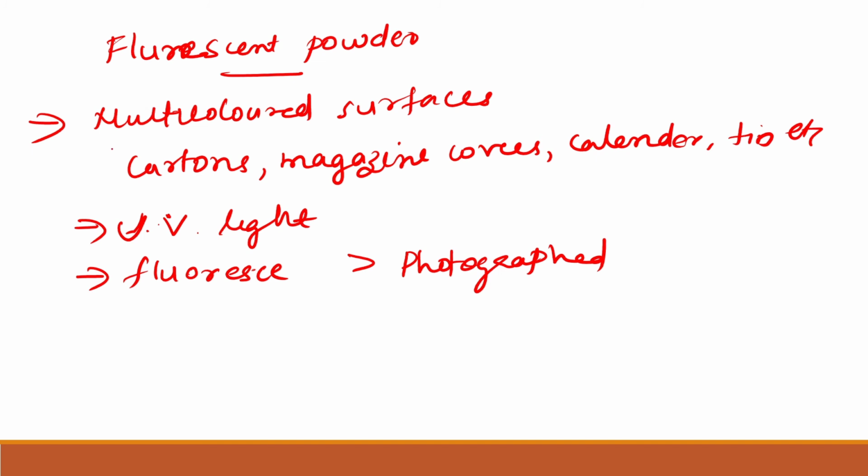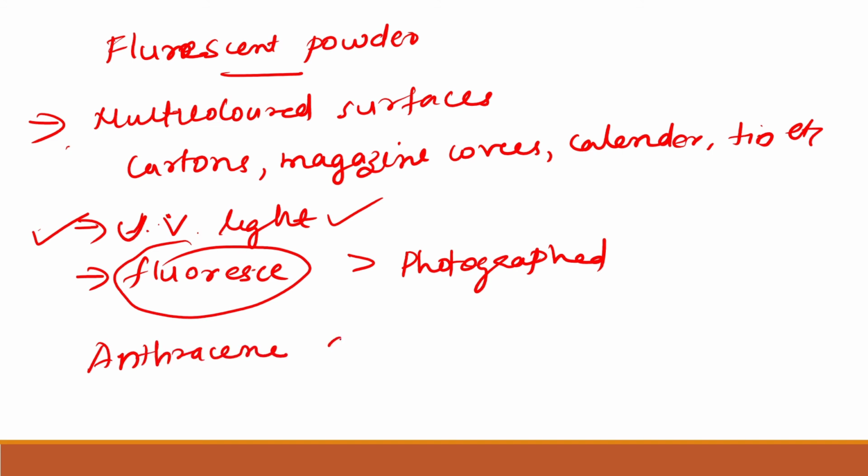So fluorescent powders are used on multicolored surfaces such as curtains, magazine covers, calendars, tin, etc. After developing, you can transfer this to a dark room and expose it to UV light. Then it will show a fluorescent property, and that can be photographed without any interference from the colored background. Some examples of fluorescent powder are anthracene and rhodamine B.